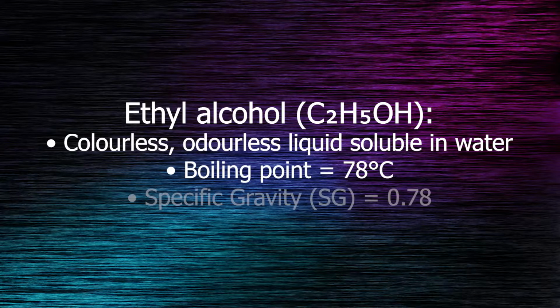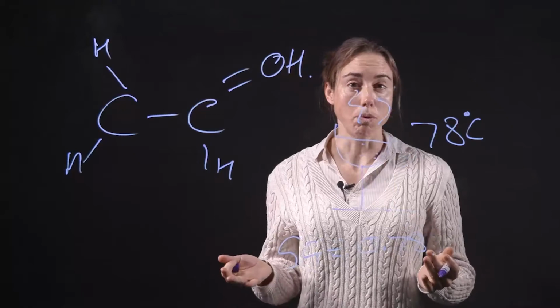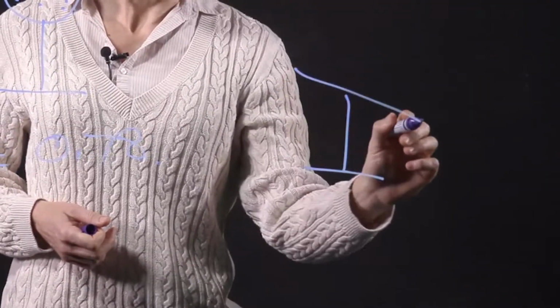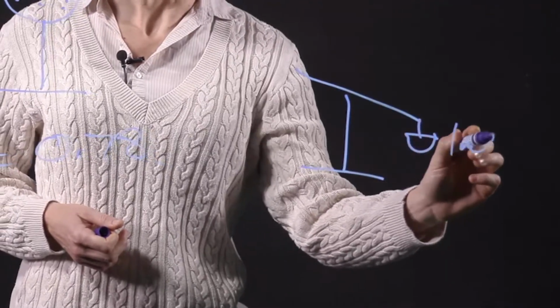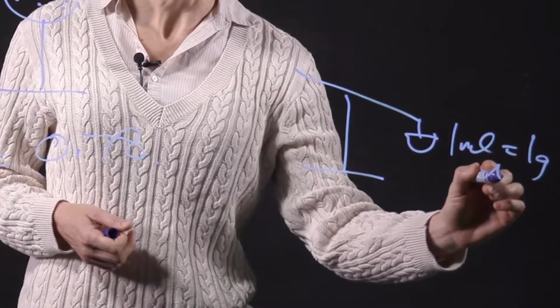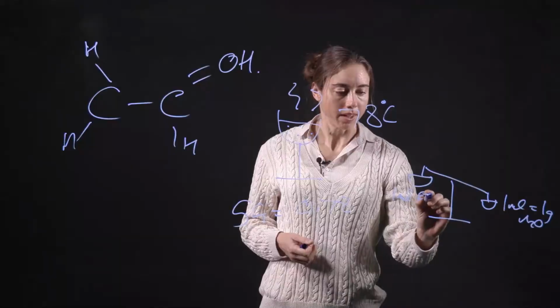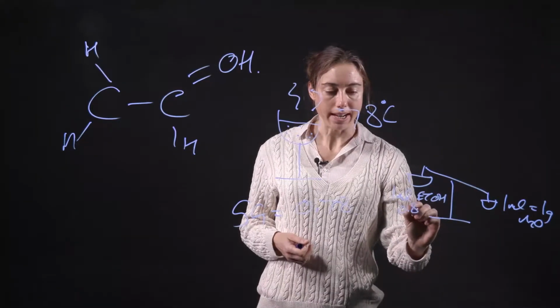It also has a specific gravity of 0.78, meaning that relative to water, it is less dense and lighter. So if you have 1 ml of water, it would weigh 1 gram, but if you have 1 ml of alcohol, it will only weigh about 0.8 grams.